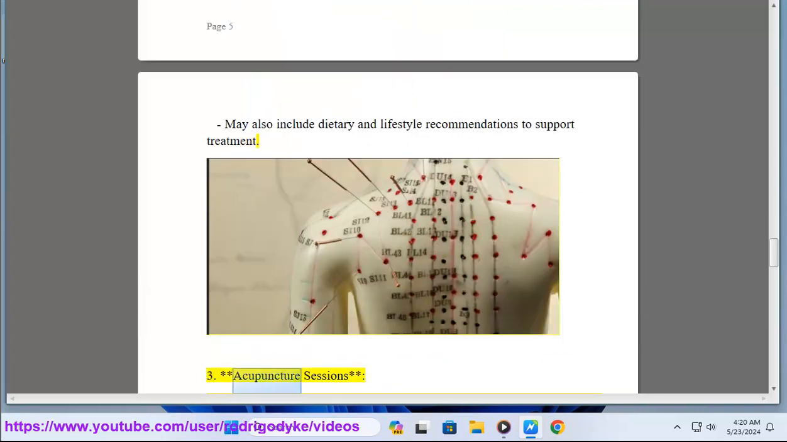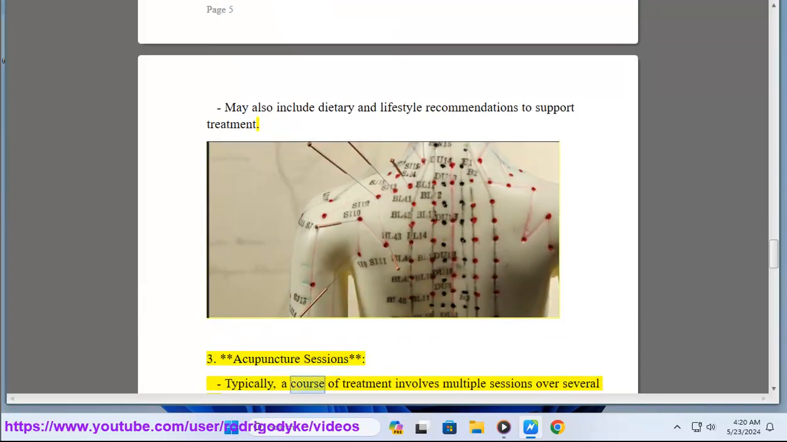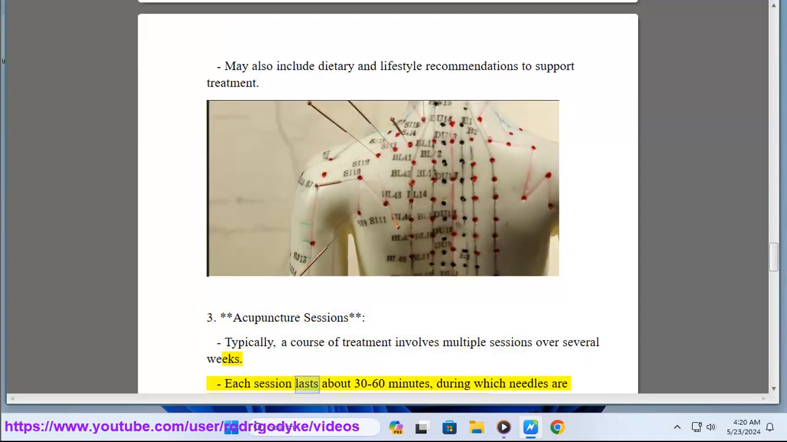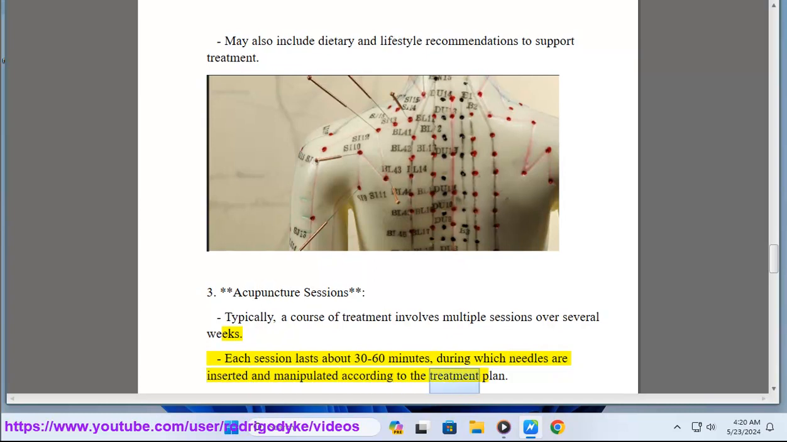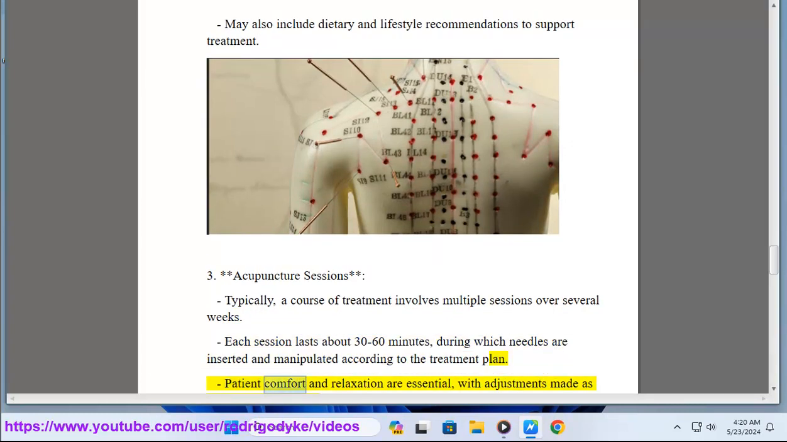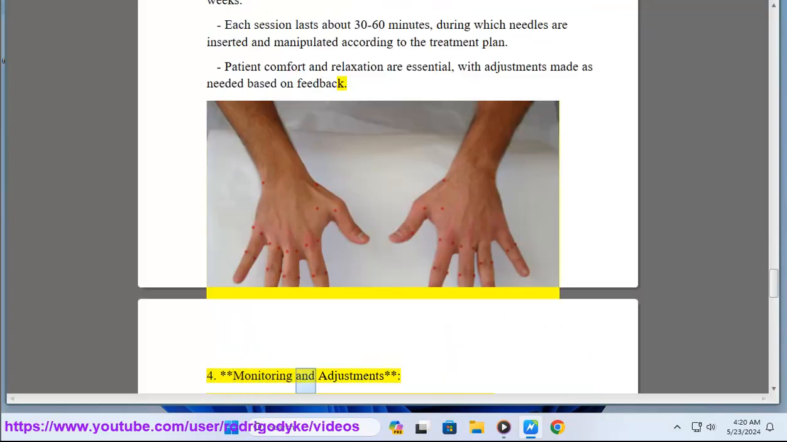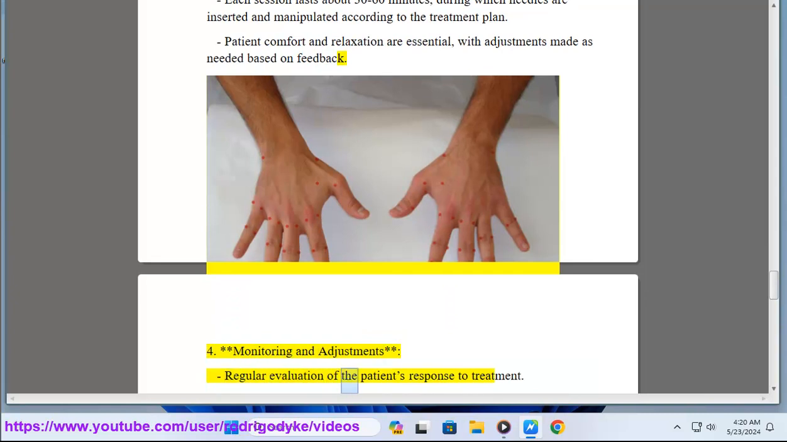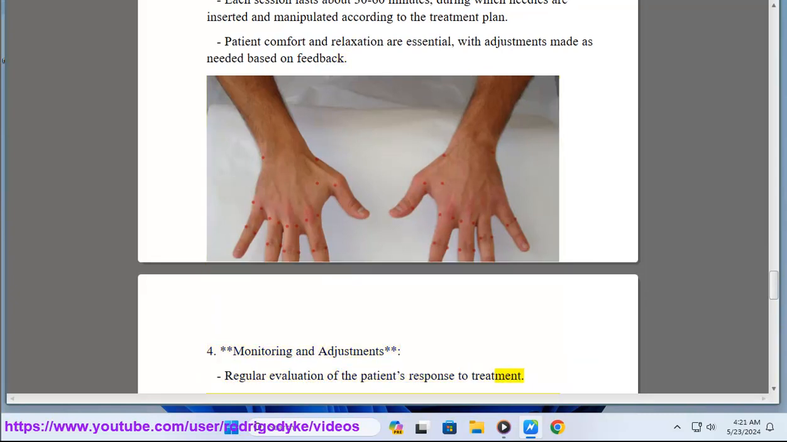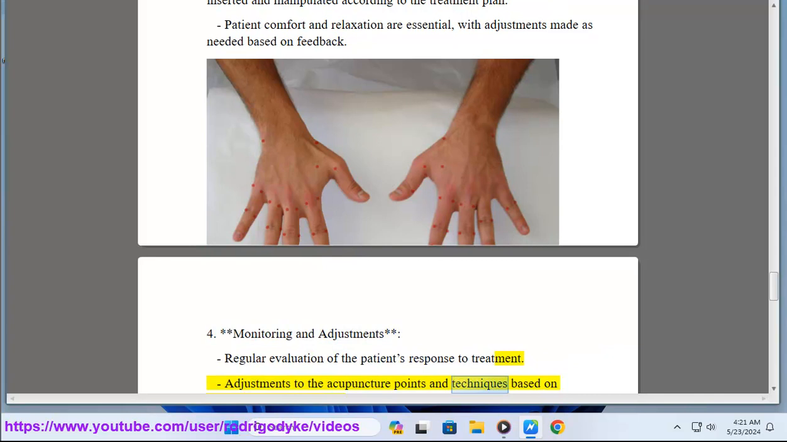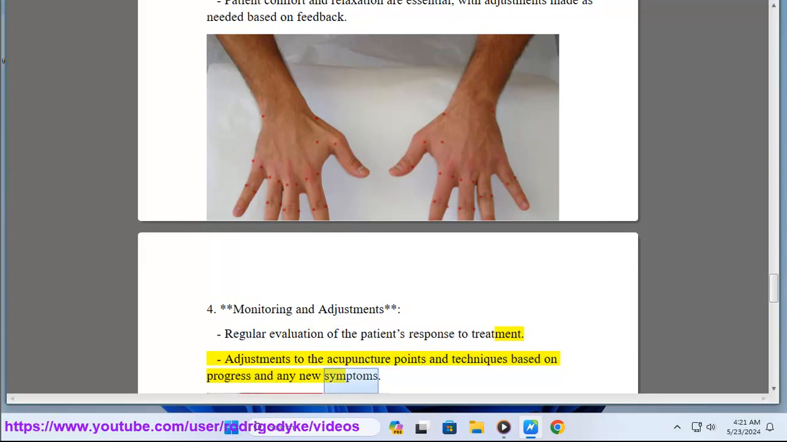3. Acupuncture sessions. Typically, a course of treatment involves multiple sessions over several weeks. Each session lasts about 30 to 60 minutes, during which needles are inserted and manipulated according to the treatment plan. Patient comfort and relaxation are essential, with adjustments made as needed based on feedback. 4. Monitoring and adjustments: regular evaluation of the patient's response to treatment. Adjustments to the acupuncture points and techniques based on progress and any new symptoms.